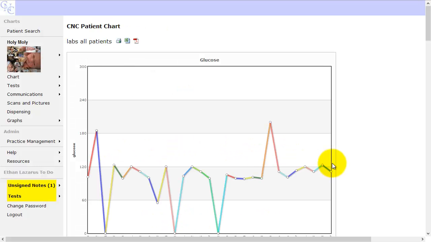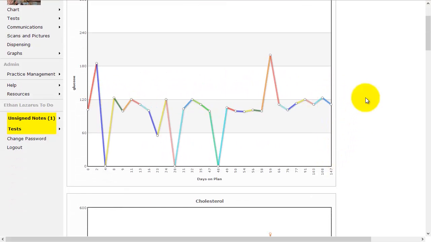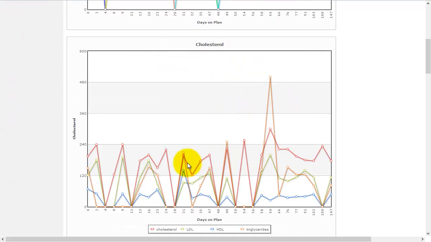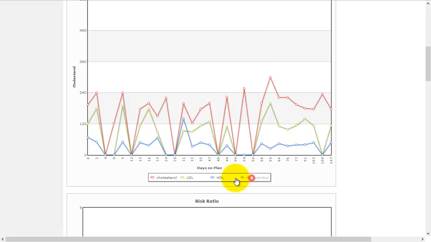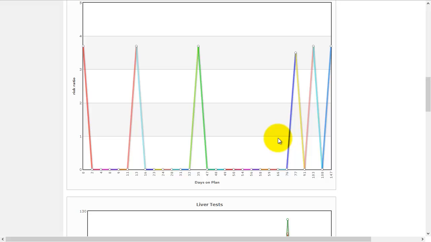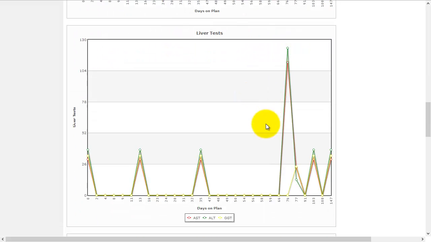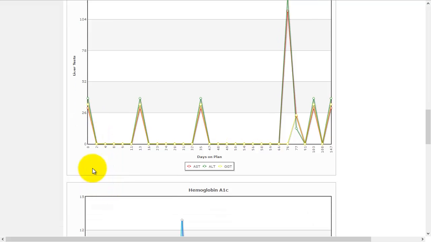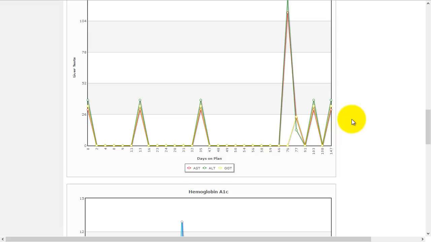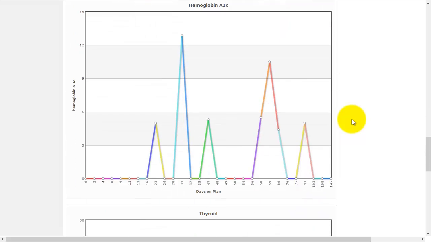Same type of thing. This is going to look at labs instead of just for one patient. You can say, what are the labs for the glucose doing for all of my patients in the practice? What are the cholesterol numbers doing? We could just look at total cholesterol. Risk ratio, of course, the ratio of total cholesterol to HDL. And what are the liver tests doing? And this might be a neat way to look and see on a particular food plan if it's elevating liver tests, or is a food plan elevating A1C.